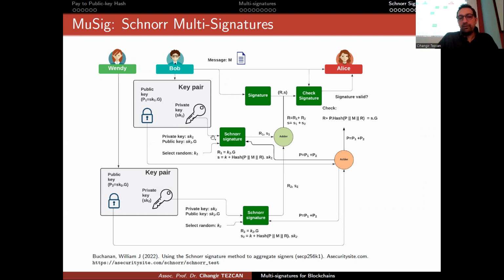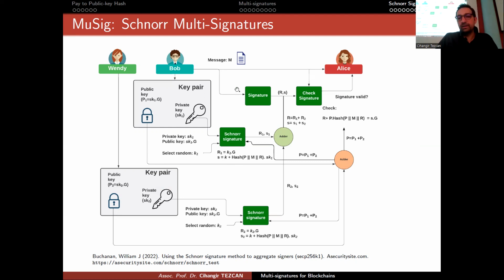Both of them independently perform Schnorr signatures. So all of the R operations, now, instead of taking K1 power of G, it performs elliptic curve point addition. So the notation is turned into an additive notation. So both of them compute R1 and R2. And actually, I think it should be S1 here and S2 here. So they actually add their Schnorr signatures together to obtain R and S.